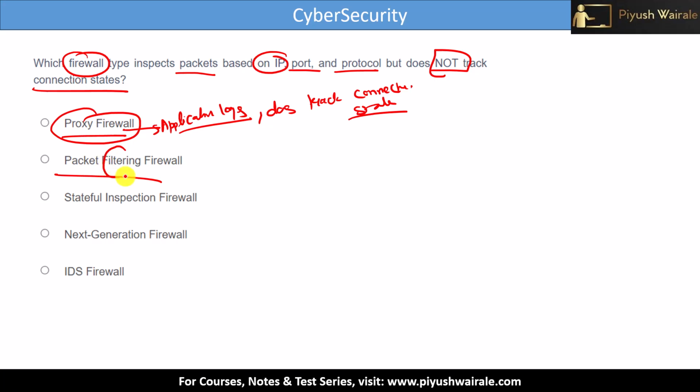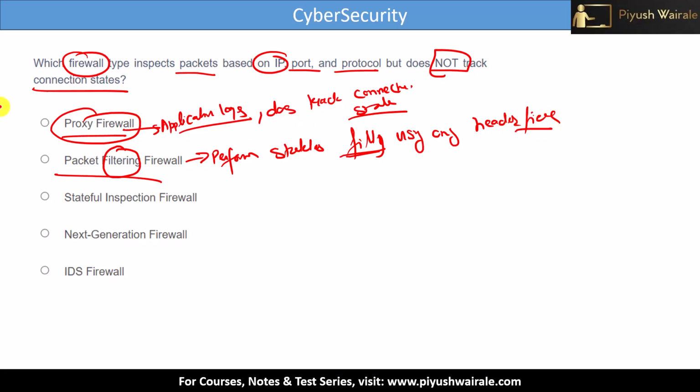What about the packet filtering firewall here, right? As the name suggests, filtering here. It performs stateless filtering, using only header fields, right? So this does not track the connection state here. So the packet filtering firewall just filters using header fields but does not track the connection state here, right? So option B is correct here.